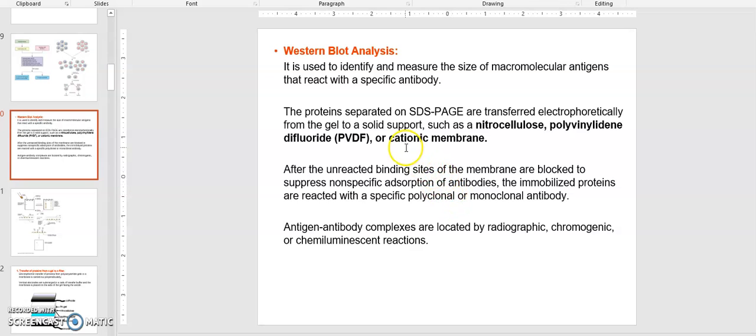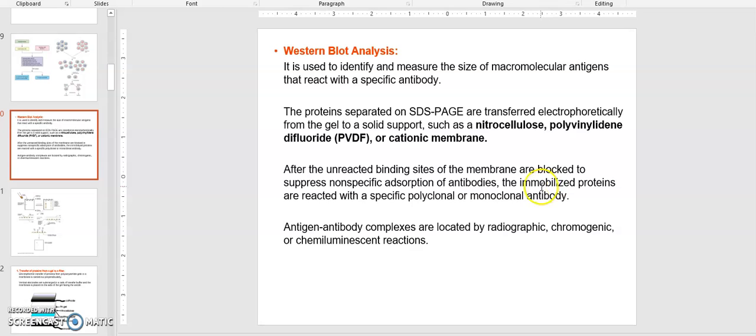Okay, so SDS-PAGE, and then you transfer to a membrane, nitrocellulose membrane or PVDF or whatever membrane you use. That's fine. And then after transfer is done, you will have to first block the non-specific binding sites by doing what? Pre-hybridization. It's the same as in Southern and Northern blot. Okay, once that blocking is done, then you will add your antibody to find the protein that you're looking for.